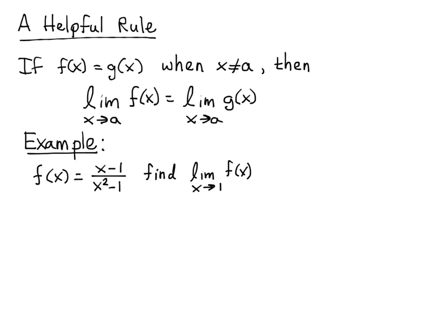So I want to find the limit. The first thing I do is plug it in. I get 1 minus 1 over 1 minus 1, which is 0 over 0. Doesn't work, right? So my plug-in rule doesn't work.